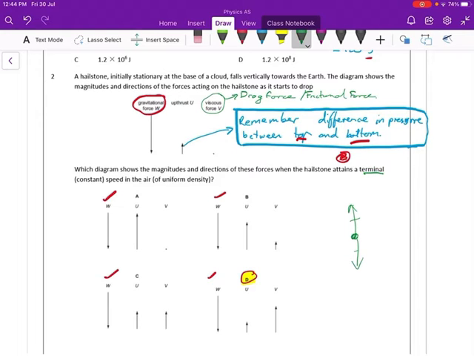So yes, I know it's a sketch type of drawing. It's not going to be measured. But we said our upthrust must stay constant. So actually, no. D is your only option that you do have in there. Okay.